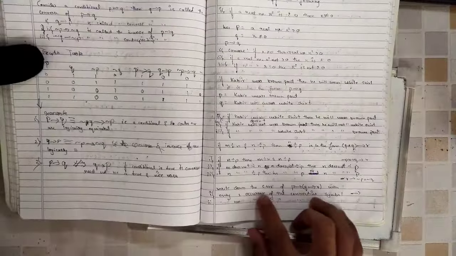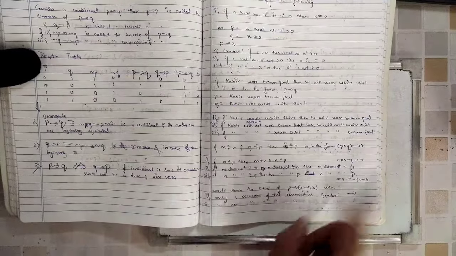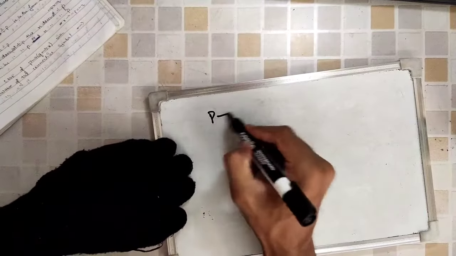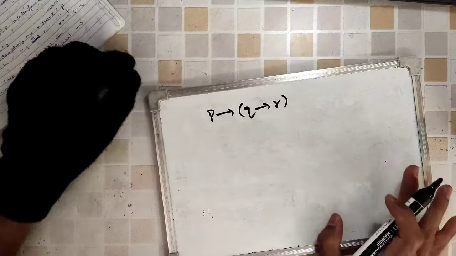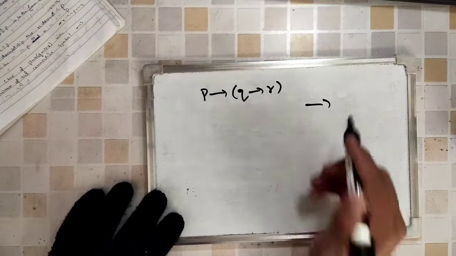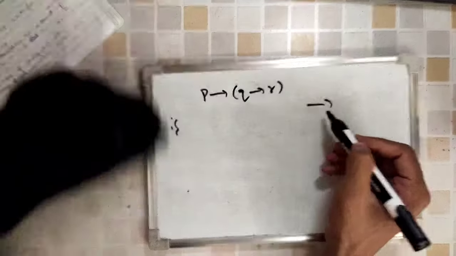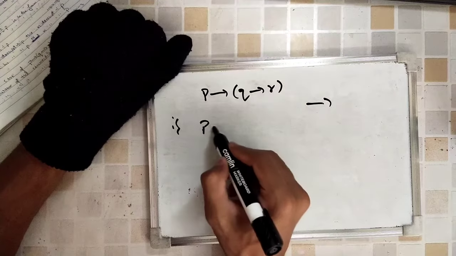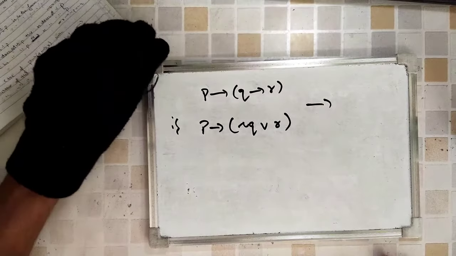Here they have written: write down the contrapositive of p implies q implies r with only one occurrence of the connective symbol. This is a very interesting sum. We have to simplify this and find the contrapositive such that only one implies symbol is there. So I can simply open this: p implies q, or simply I can write p implies negation q or r. This is my one term.